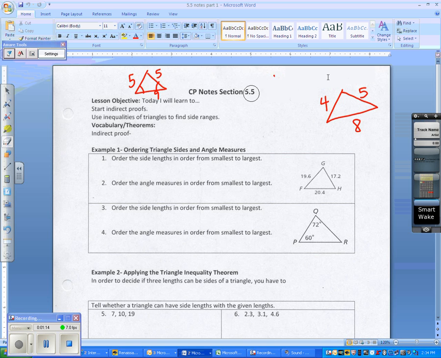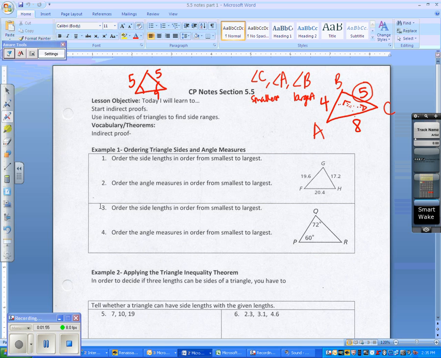So for example, let's say this vertex was A, this vertex was B, and this was C. Since 8 is the longest side, the opposite angle, B, would have to be the largest angle. And since AB is the smallest side, the angle across from it, C, would be the smallest angle. And then A would be the middle angle. So that's how we would order those angles. Now we know more about the angles, which ones are the smallest and which ones are the largest. And that's what we're doing in these first 4 questions.